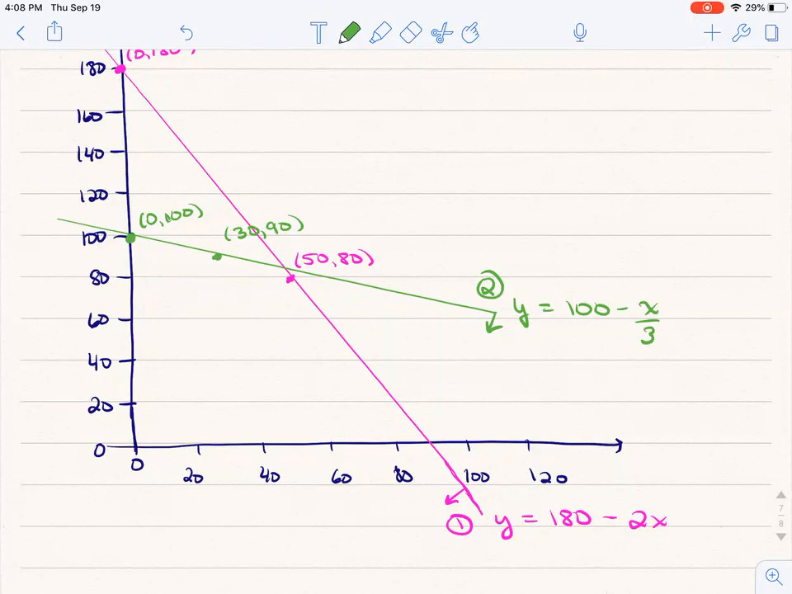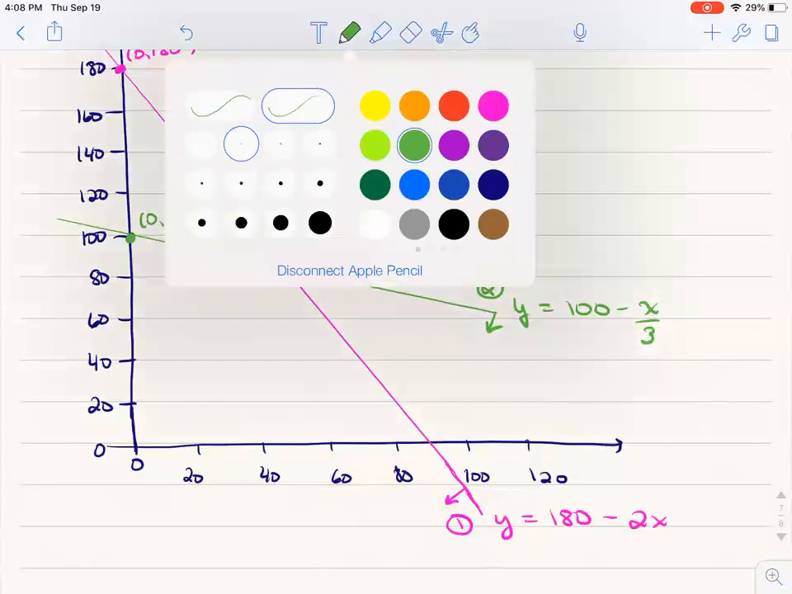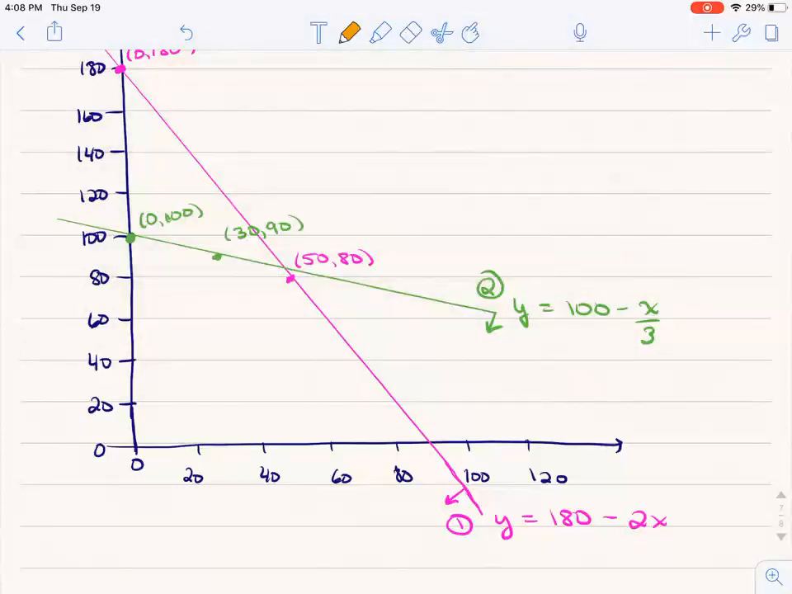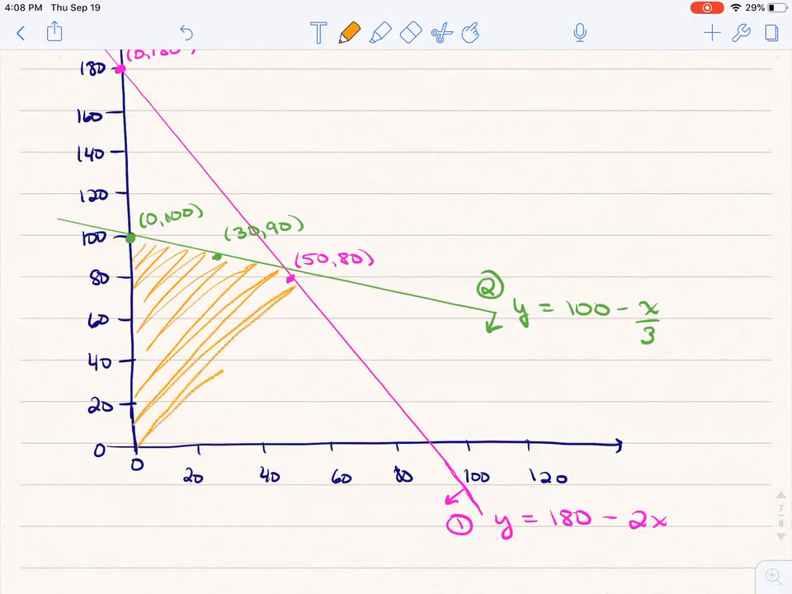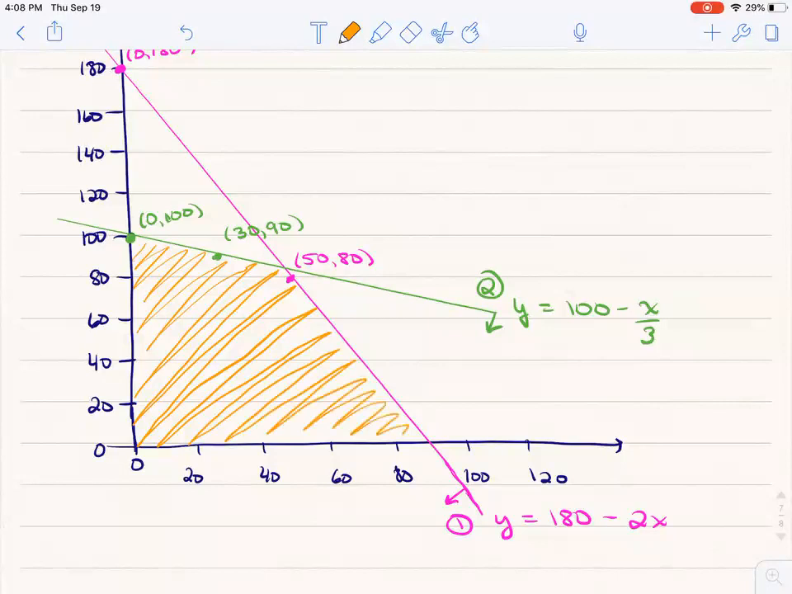And so what we'll do is I'll just shade this in here. Trying to be cool about it. Like that. I'm not going to label it this time, because now you know.